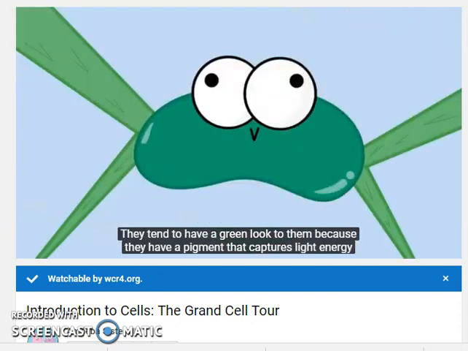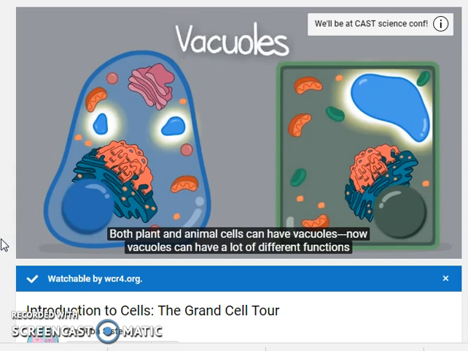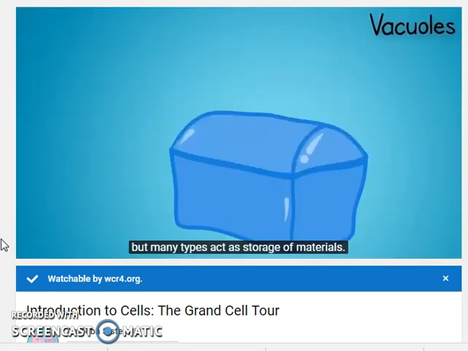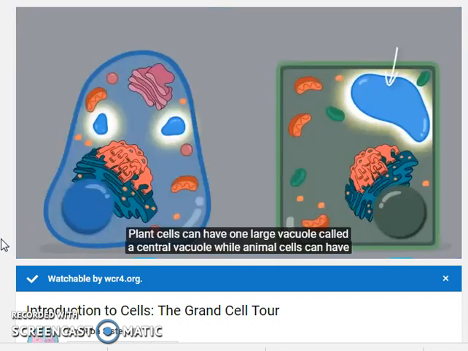They tend to even have a green look to them because they have a pigment that captures the light energy and it reflects green light. Now, both plant and animal cells can have vacuoles. Vacuoles can have a lot of different functions, but many types act as storage of materials. Plant cells can have one large vacuole called a central vacuole, while animal cells can have smaller, several vacuoles.